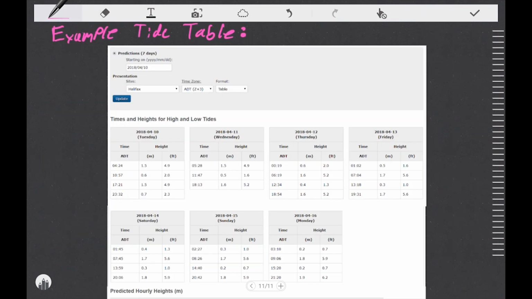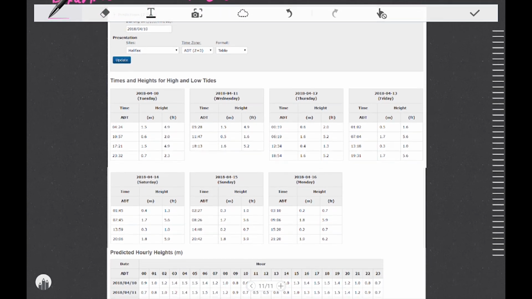So I wanted to show you an example of a tide table. I took this as a screenshot from the Canadian website, and it's the tide tables for today, which is April 10th, in Halifax, Nova Scotia. To show you the kind of information that you get, they give you a set of tables that'll show you a week's worth of tide information with the times of high and low tide twice per day.